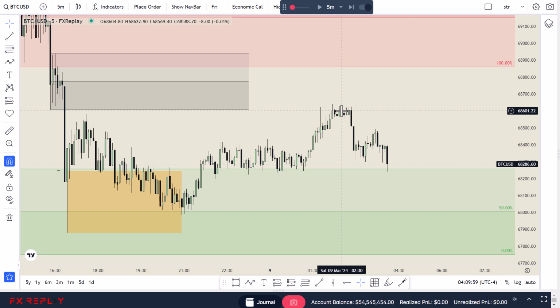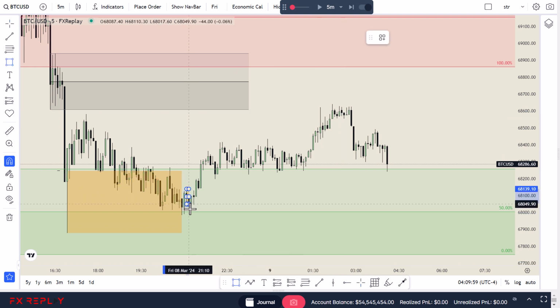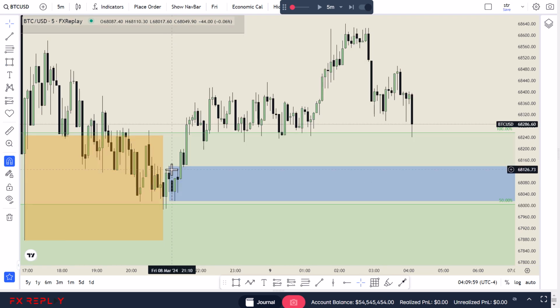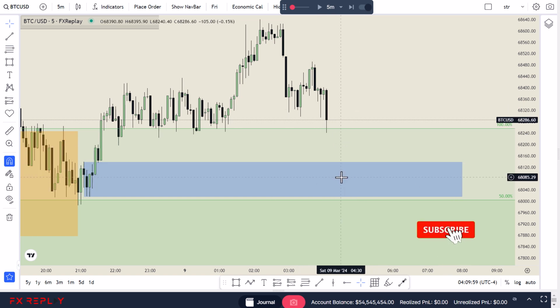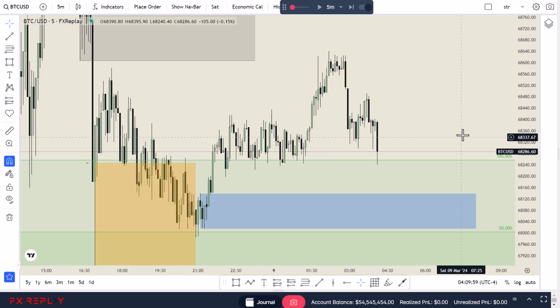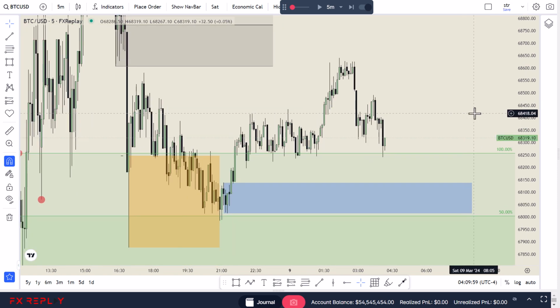And I want you to notice this area right here. We have this unmitigated zone right here, and this one can give us a rejection. We don't know that. We're not going to put our limit order. No, we're going to wait for price to return to this area, and we're going to see if we have any kind of market structure shift, a flip, right? So let's keep forwarding.